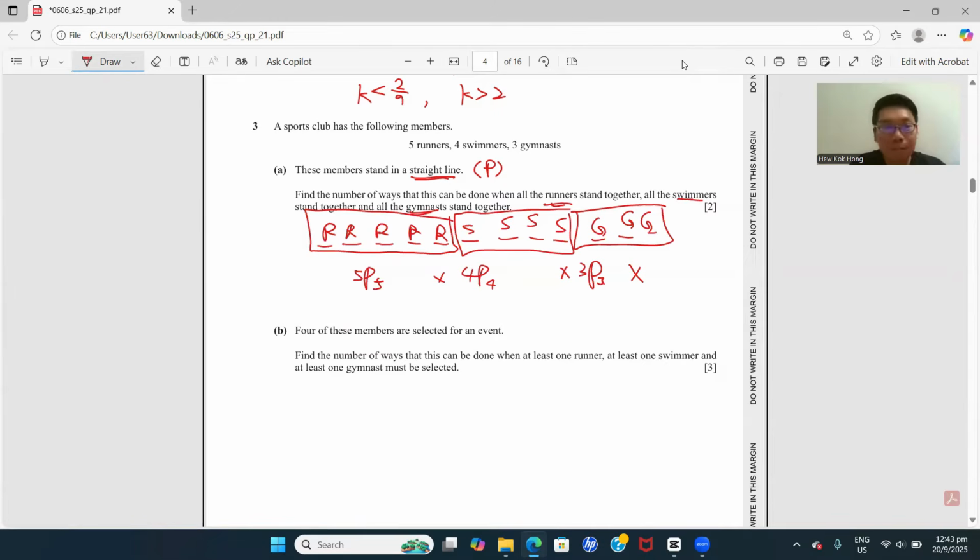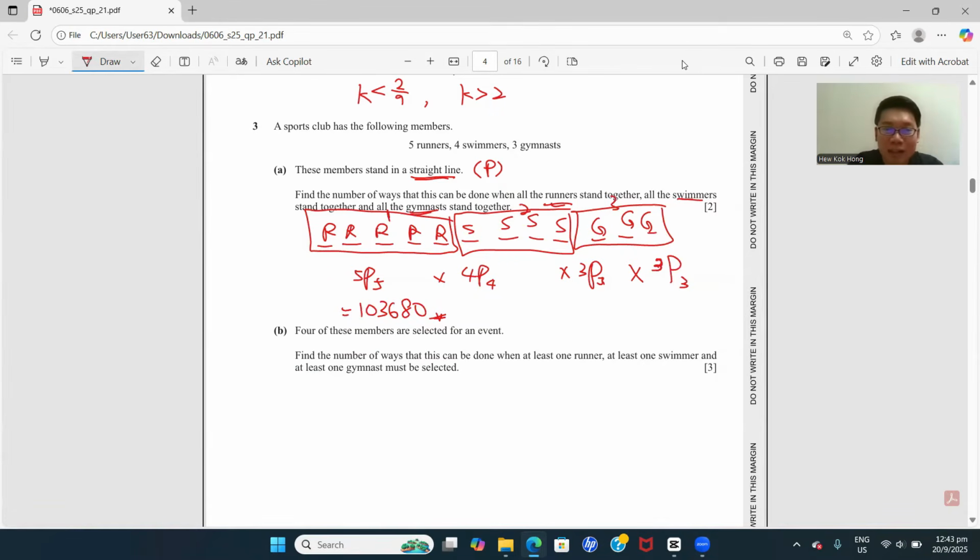And this question is a non-fixed position situation. Then we need to know how many blocks of people we have. We have 1 block, 2 blocks, 3 blocks. Out of these 3 blocks, all 3 of them are grouped together. So 3!, then we key it into the calculator and you get a very huge number. Since this is Paper 2, you can use a calculator.